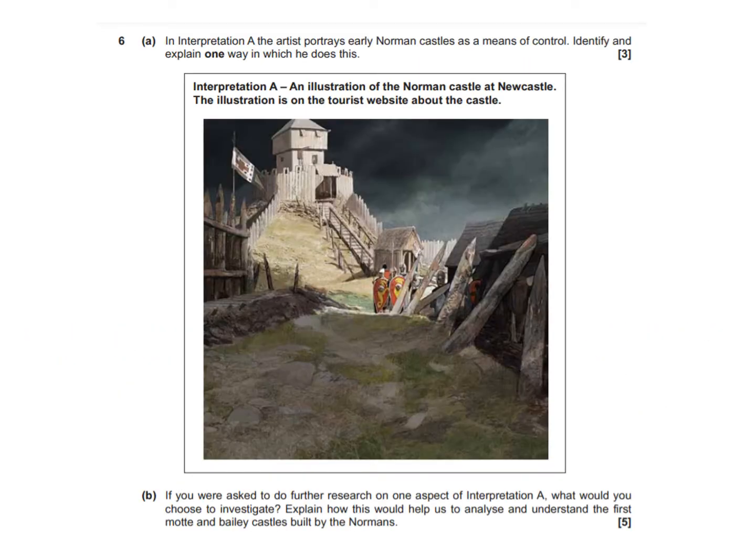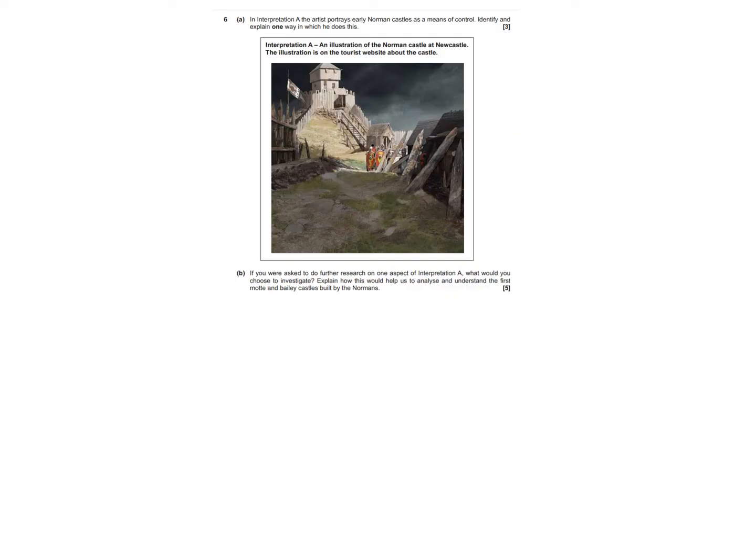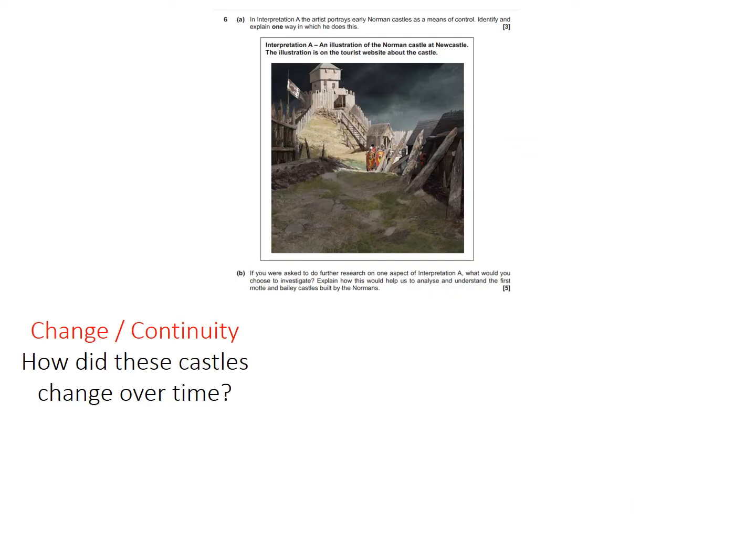In this example, interpretation A is about Norman castles, and it's an illustration of a castle in Newcastle. And again, I'm not interested in the first half, I'm interested in that 5-mark question at the end. If I was asked to do further research, what would I choose to investigate? Really simple. Let's go back to those 3 groups again.